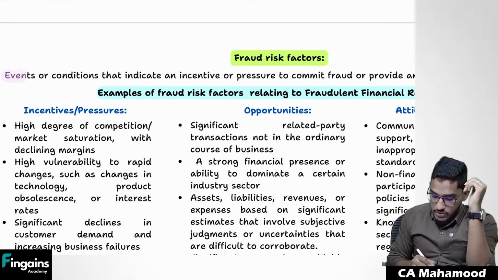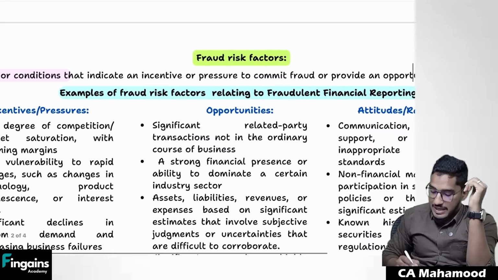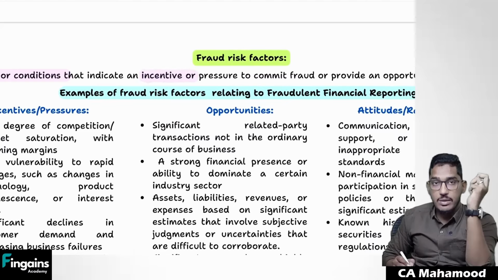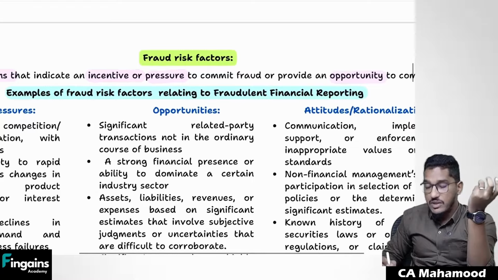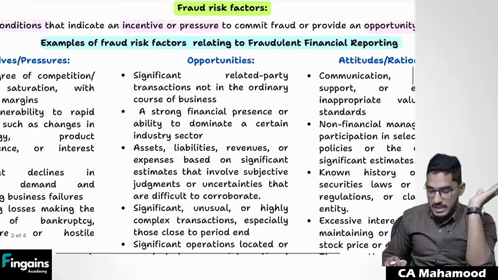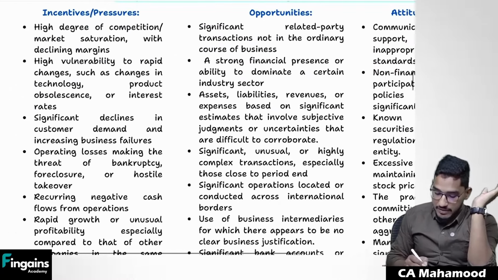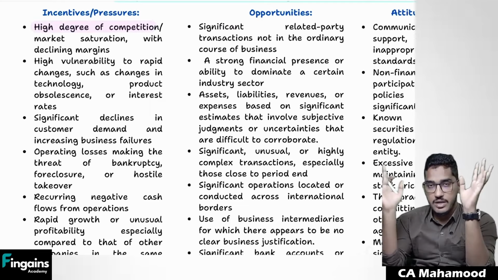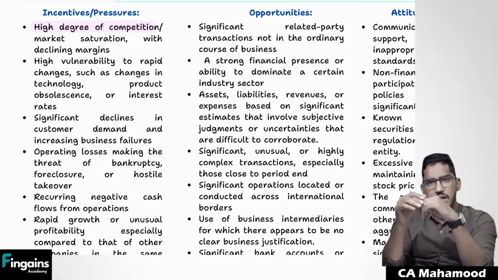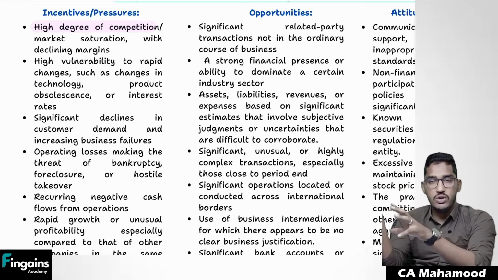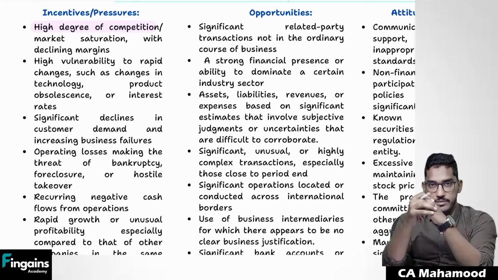Fraud risk factors means those events or conditions that indicate there is an incentive to commit a fraud, a pressure to commit a fraud, or an opportunity for committing a fraud. They have given some circumstances, for example, you came to know that your client is having a high degree of competition and your client's margins are declining. Now there is a clear indication that there is a pressure on the management for committing fraudulent financial reporting.